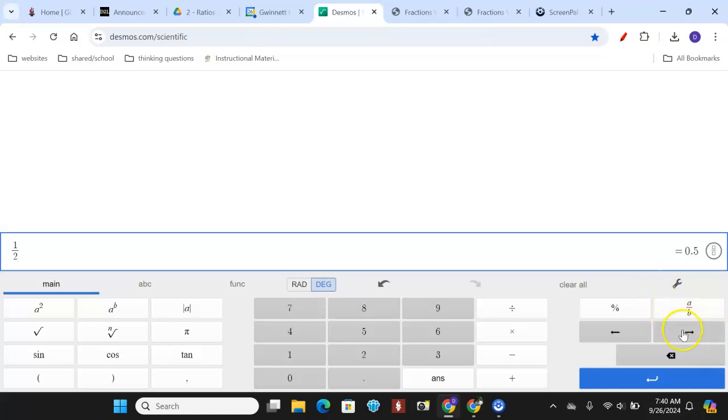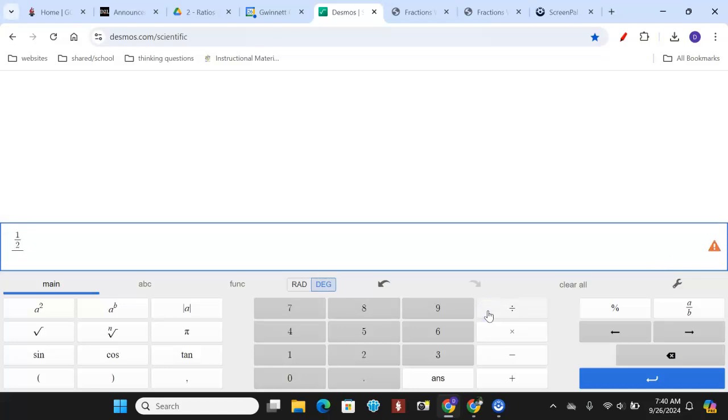Leave my fraction with this arrow button. Now, when I do divided by, watch what it's going to do. It's going to do that. So it's dividing, and fractions are similar things to do. And this calculator is going to show you division always using the fraction symbol.